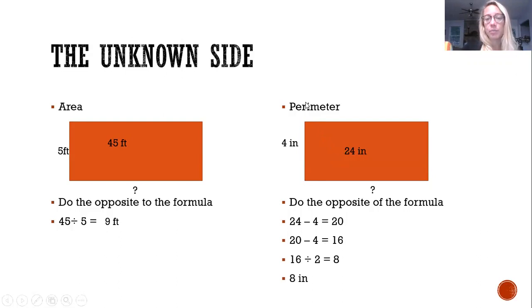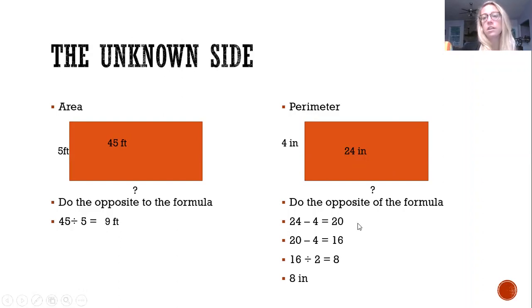So it's asking for the perimeter, and we have 4 inches as one side and 24 inches as our perimeter and an unknown side. So you still need to do the opposite of the formula. So what we do is we take 24 and we subtract 4 to get 20. That gets rid of this side. But we know that this side is the same length, so we need to subtract 4 again. 20 minus 4 equals 16.